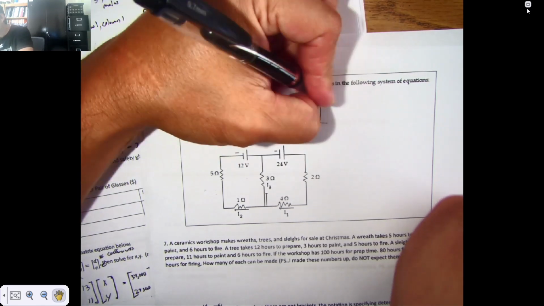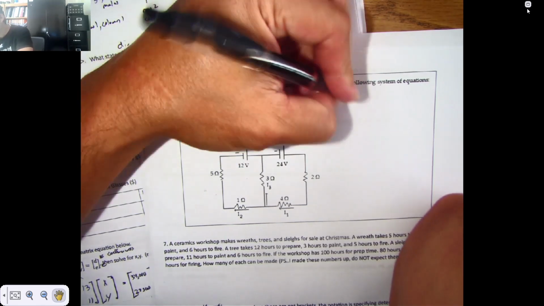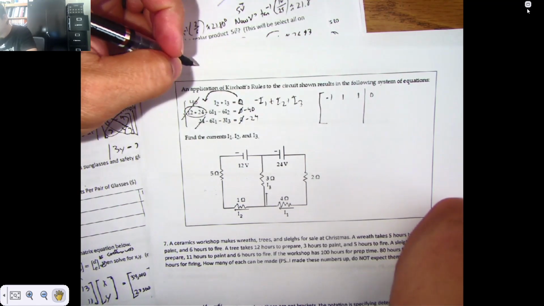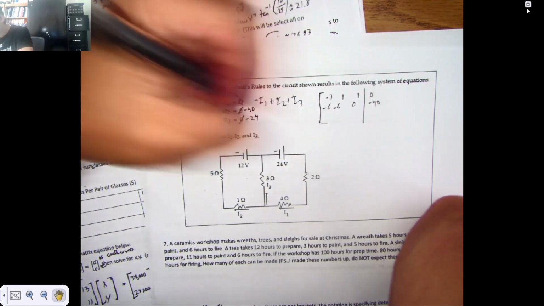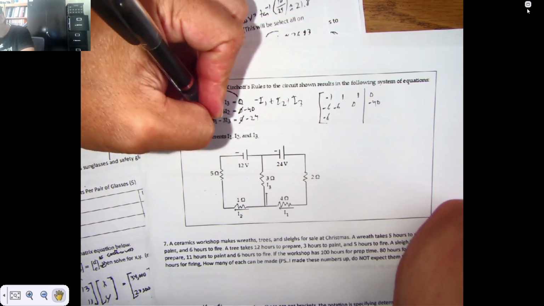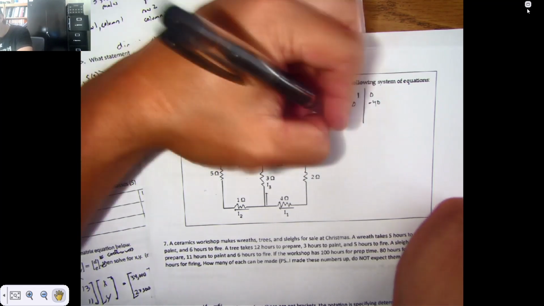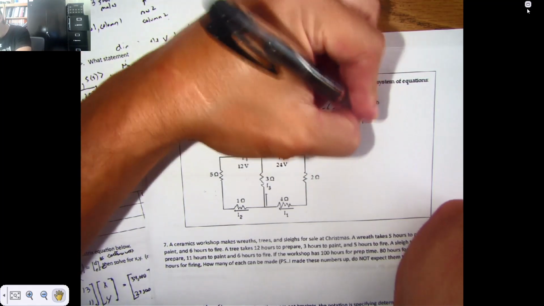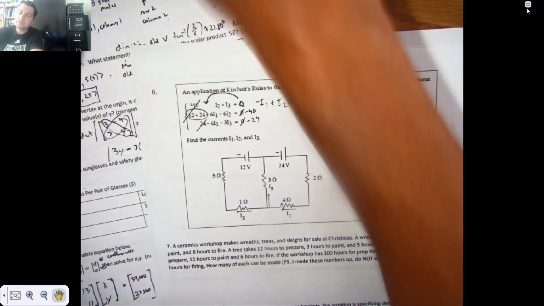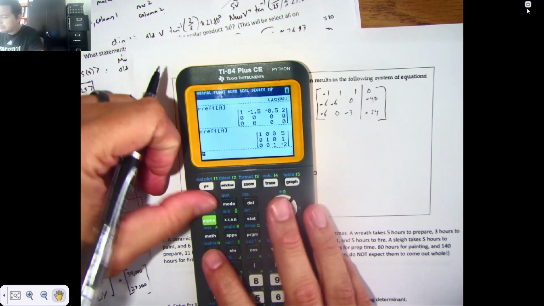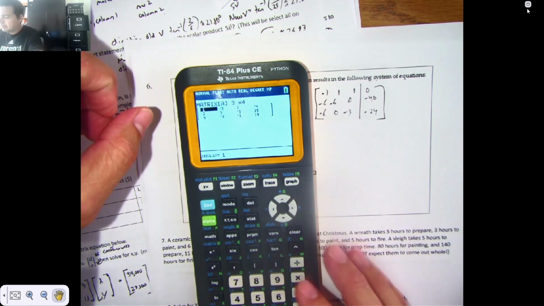There's a negative current 1, a positive current 2, a positive current 3, and now a 0 on the right-hand side of equality. There's a negative 6 current 1s, a negative 6 current 2s, there are no current 3s, and there's a negative 40 on the right side. A negative 6 current 1s, there are no current 2s, a negative 3 current 3s, and a negative 24. And again, we're going to RREF this thing, reduced row echelon form. So second matrix edit, also a 3 by 4.